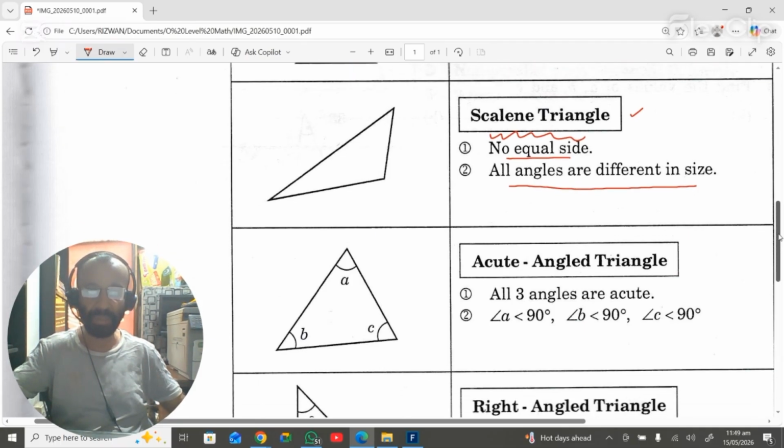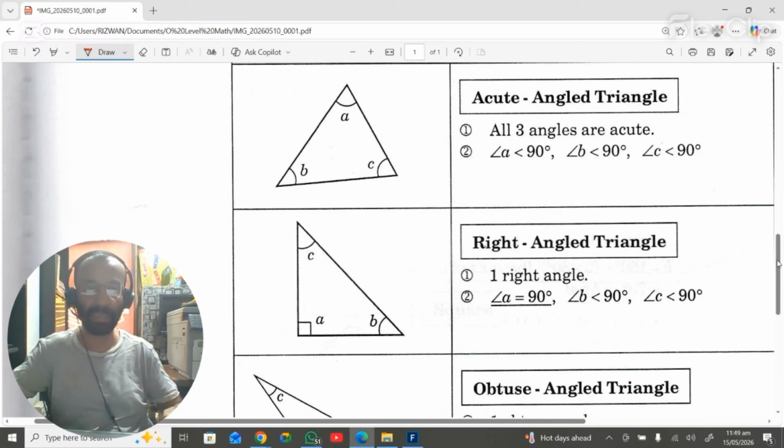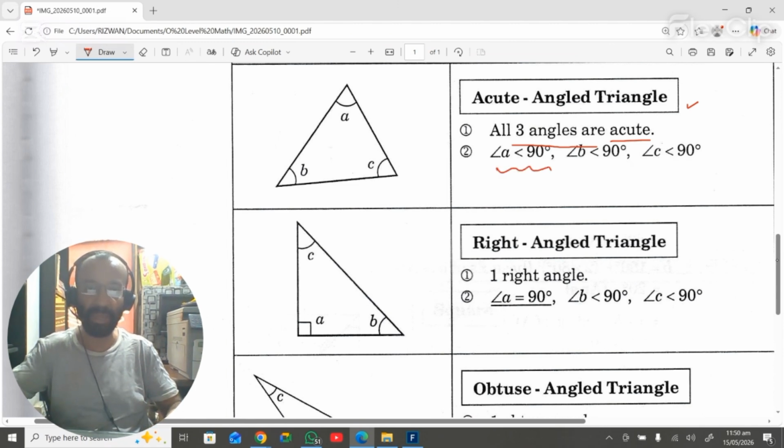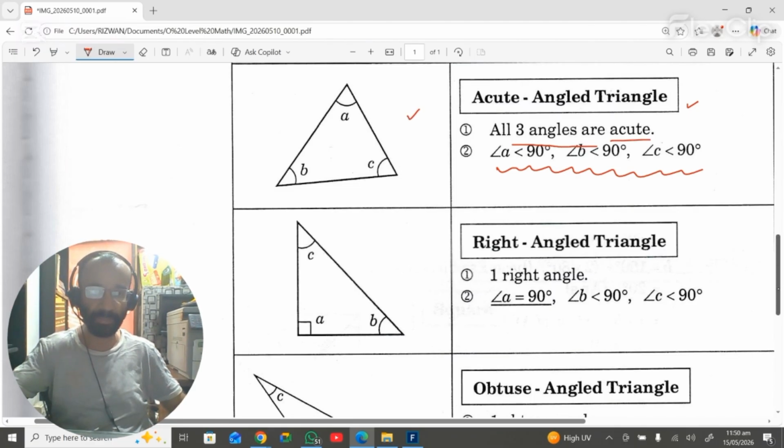The next type of triangle is the acute angle triangle. This is a type in which all three angles are acute, and acute is an angle which is less than 90 degrees. So all three angles will be less than 90 degrees in measure, and this is the shape of the acute angle triangle.